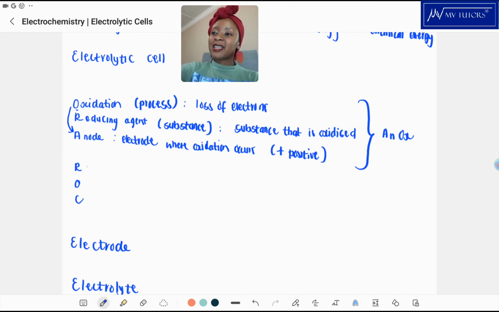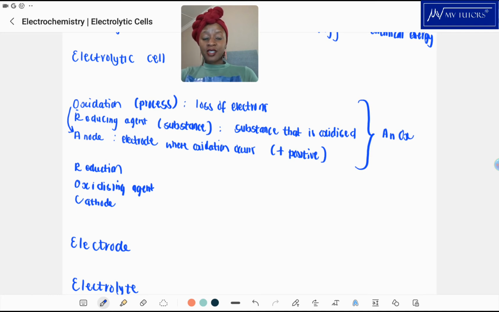All right, and then we have the second one. Basically R stands for reduction, O stands for oxidizing agent, and then the C stands for cathode. So again, reduction is a process, and what makes this process happen is the oxidizing agent. And where is all of this happening in the cell? It happens at the cathode.